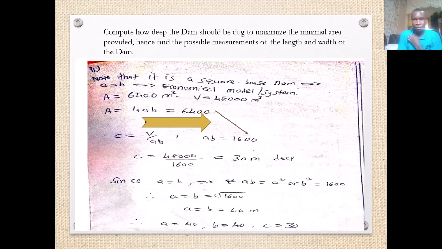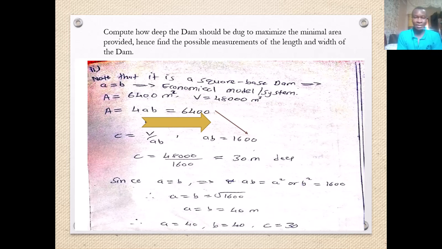Using Boas optimization model, we have 4AB as the surface area of the most economical system according to Boas model. So we were given the area as 6400 meters squared. So we are going to equate that as 4AB is equal to 6400 meters squared, and then we are going to have A times B is equal to 64, because we are going to divide 64 by 4, and we are going to remain with A times B is equal to 1600.